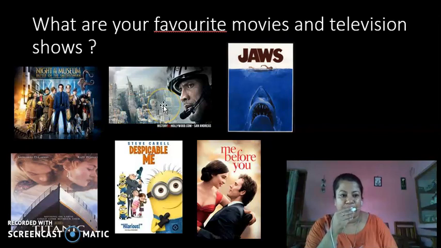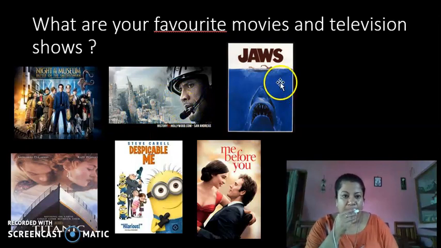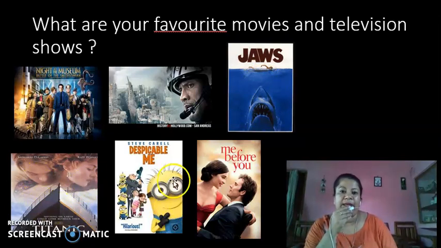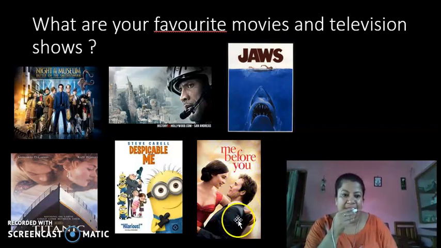Then we have San Andreas, where there is an earthquake, and he tries to save his family. We have Jaws, where there is a shark and people are being eaten up. We have Titanic, the love story of Kate and Leo. We have Despicable Me, about minions, and we have Me Before You, where this man is actually a paralytic. He's fully paralyzed and this lady is his nurse, and finally they fall in love.